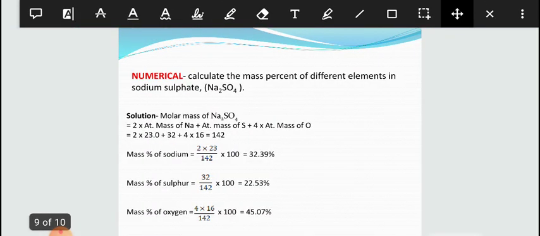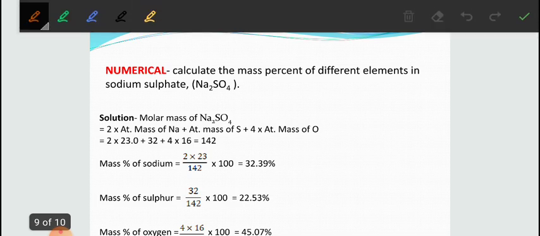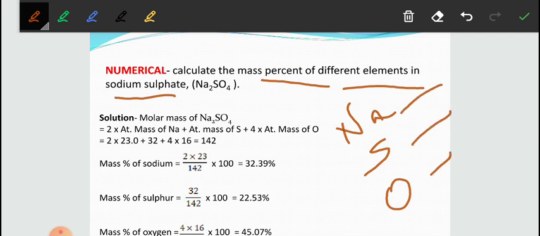Let's move to the numerical. It says: calculate the mass percentage of the different elements of sodium sulfate. That means we have to find the mass percentage of sodium, then sulfur, then oxygen. These are the different elements in sodium sulfate, that is Na2SO4.